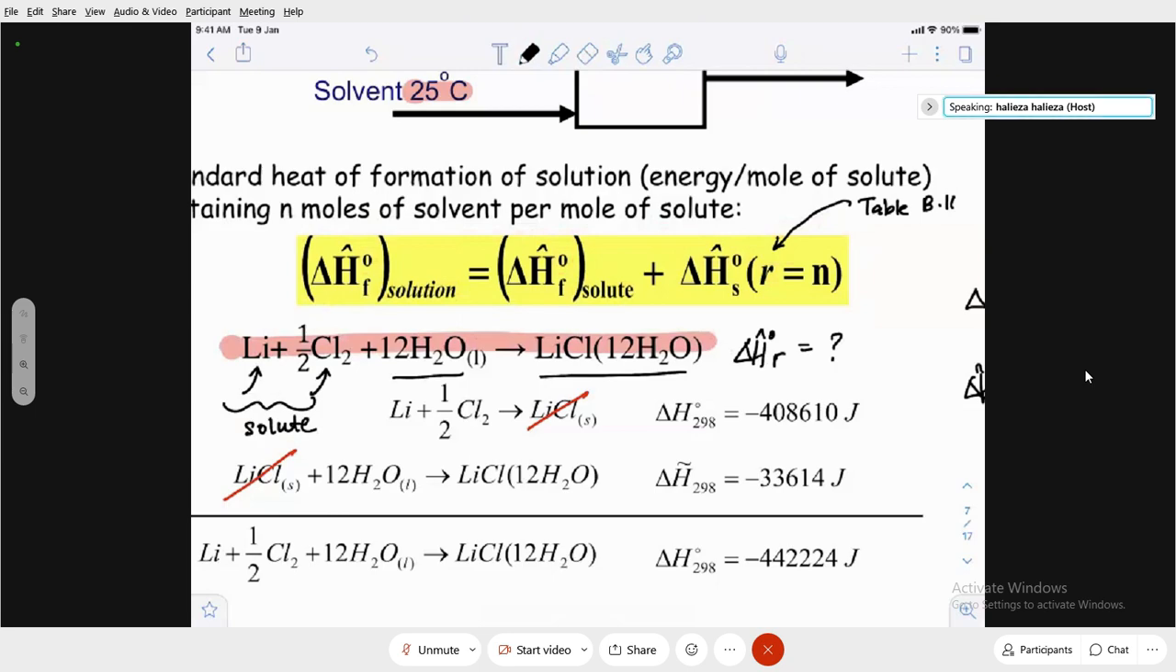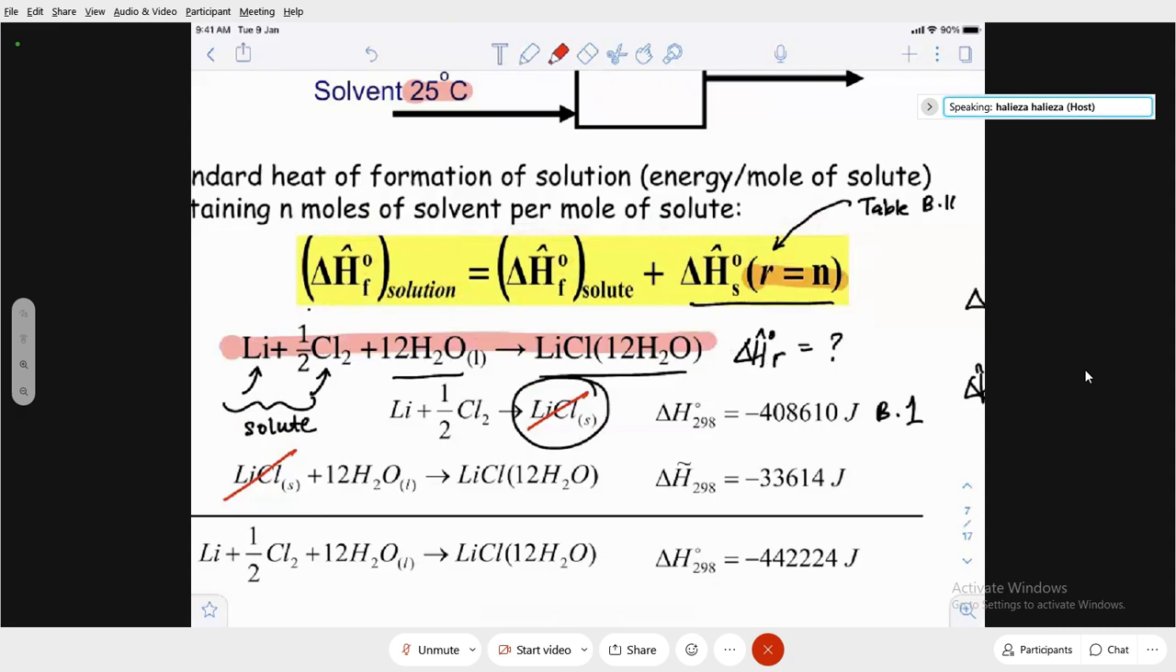So what you have to do is follow this equation that I have highlighted in yellow. You get your solute. This is your solute. Your solute will be this compound. You get your heat of formation from appendix B1. That is for lithium chloride. And you will get your heat of mixing from the graph for lithium chloride, depending on the value of R. Depending on the value of R, you should be able to get your heat of solution.